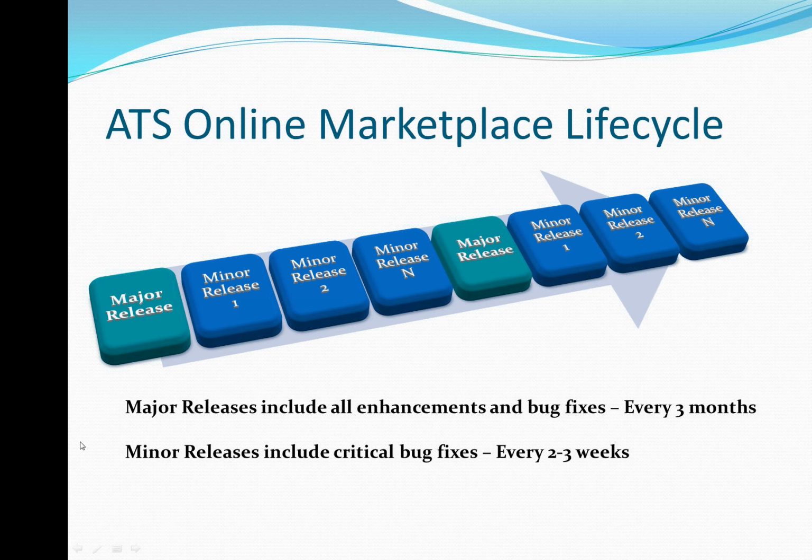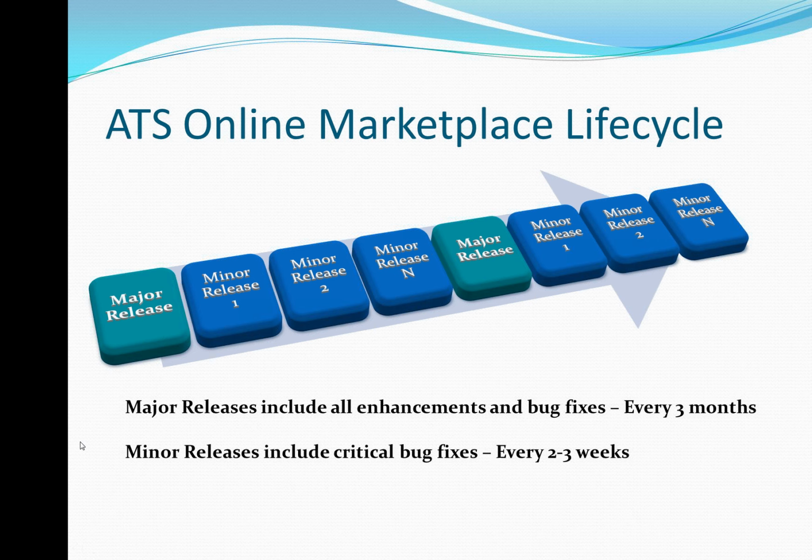First of all, I always want to emphasize how we handle the releases. The ATS Online Marketplace, we do major releases, and those are scheduled for approximately every 3 months. We had a major release in June, a major release in September, we'll get a major release in December. And in between them, we'll do what we'll call minor releases.